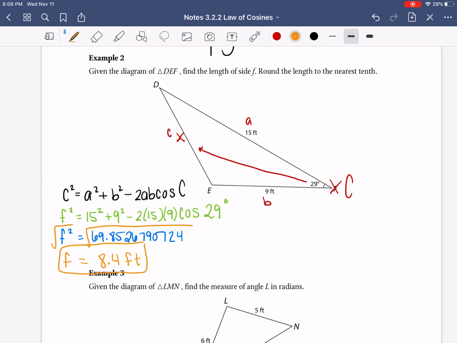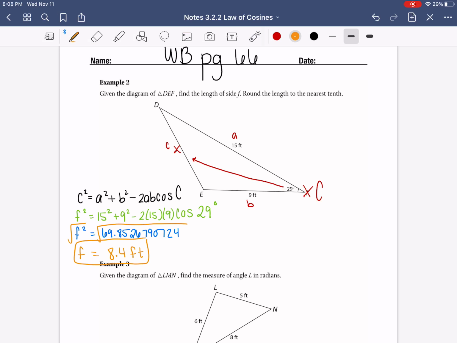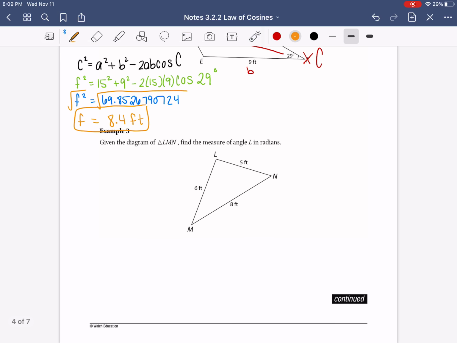Okay, so that's example number 2. So you have some homework problems where you're finding a missing side, and you can just make Desmos do all the hard work for you. All right, example number 3 says, given the triangle LMN, find the measure of angle L in radians.